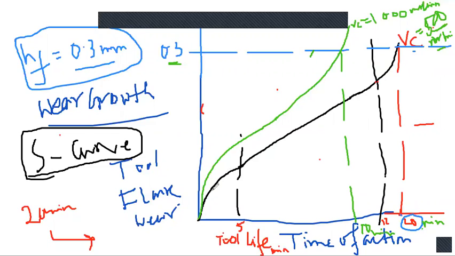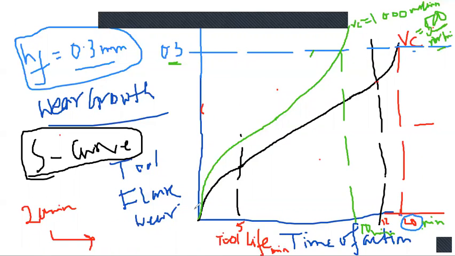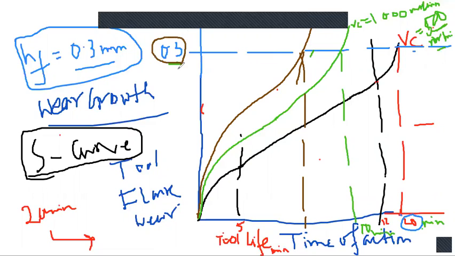If we want to increase to more velocity, suppose 1500, this curve is more steeper, and the tool life is very small, because when the flank wear reaches 0.3 millimeter, the life of the tool is over. So if we increase the velocity, the tool life automatically decreases.